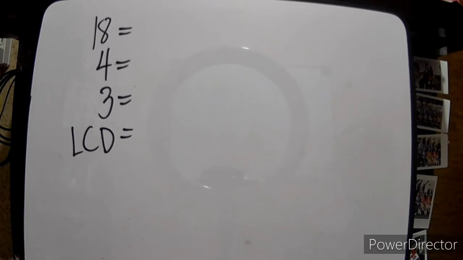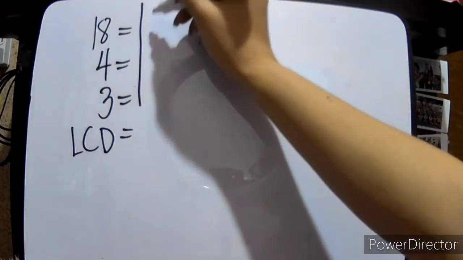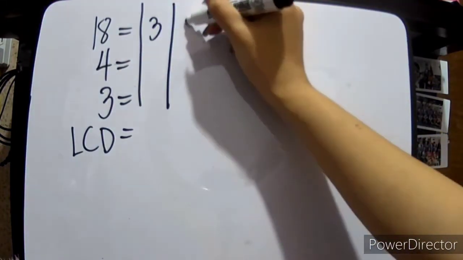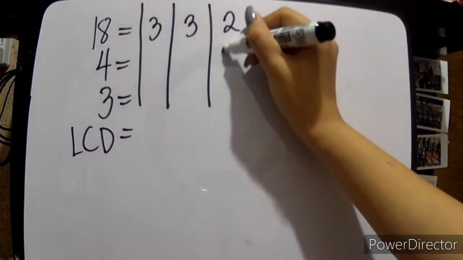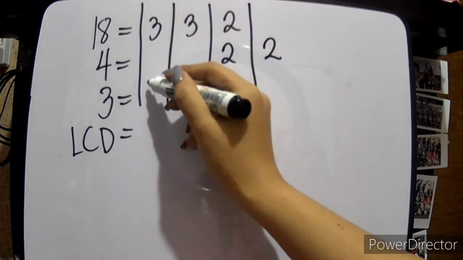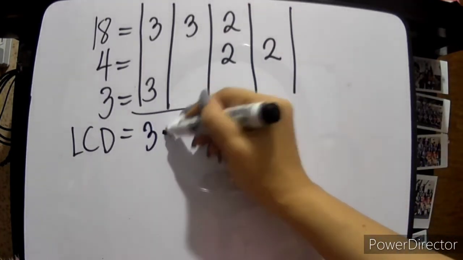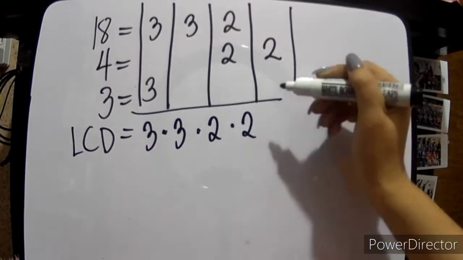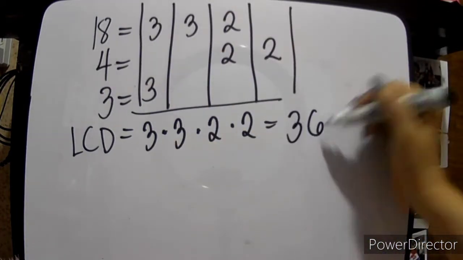Okay, next is let's find the LCD of 18, 4, and 3. So, siguro yung iba mabilis lang mag-isip ng LCD, but I will just show kung paano maghanap ng LCD in prime factorization. So, we have 3 times 3 times 2, that's a factor of 18. And then, kapag 4 naman is 2 times 2, while the factor of 3 is 3 times 1. So, of course, we will not be writing 1 anymore. And kaya nga sabi ko kanina, kapag LCD, we'll just bring down all the numbers on each column. So, kung GCF lang hanapin niya, wala siyang GCF. So, this is 36.